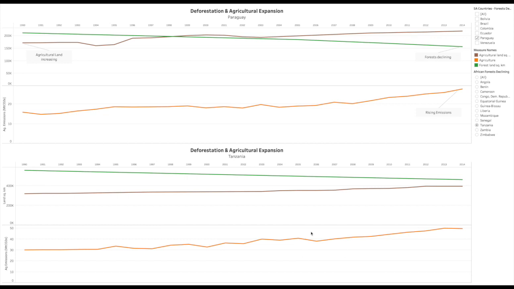The top portion of this visual shows Paraguay. The brown line is the agricultural land, which has been increasing, and the green line represents the forest area, which is declining. What is alarming is if we look at the emissions from methane, which have been increasing as the farming has also been increasing.